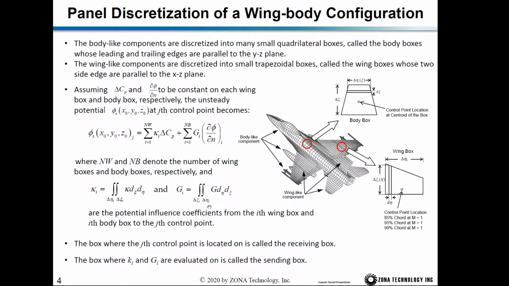And so the box where the control point is located is called the receiving box. So we put a control point at x naught, y naught, z naught. It receives the aerodynamic influence coefficients from the sending box.